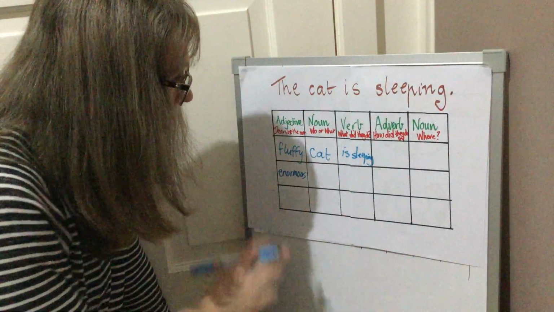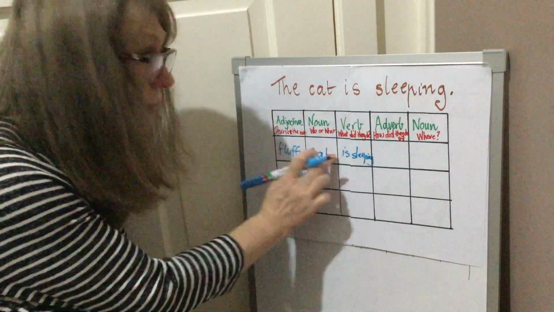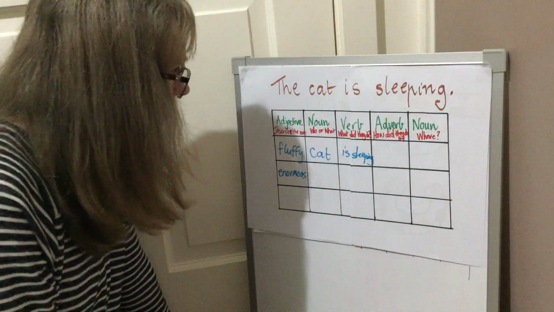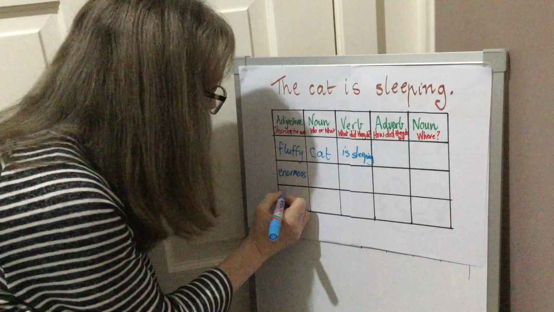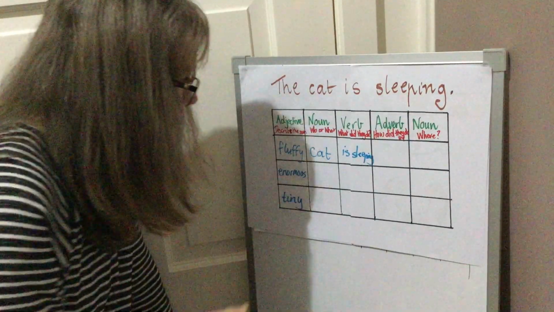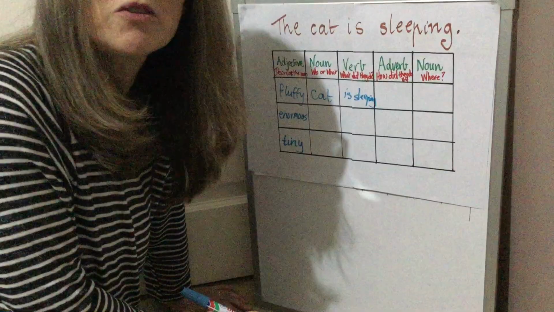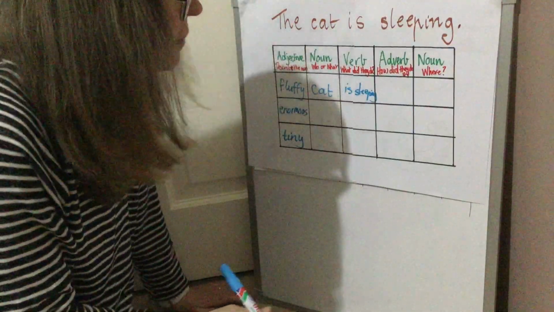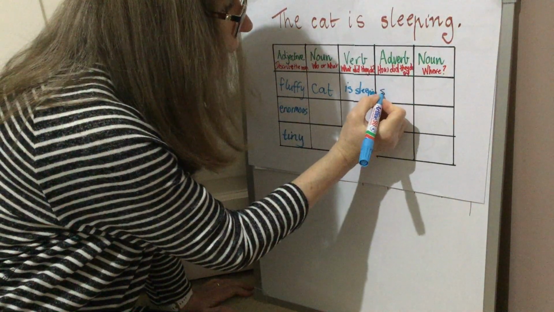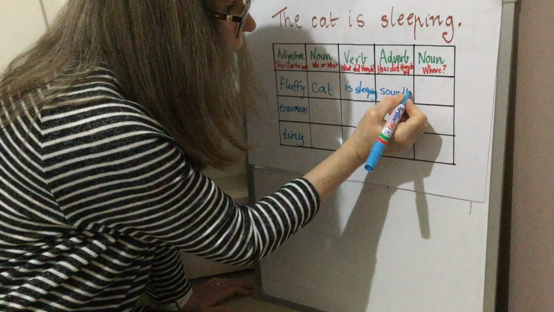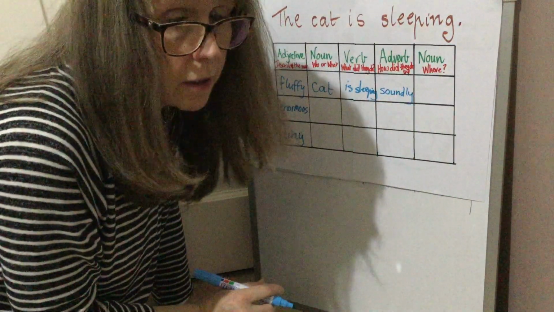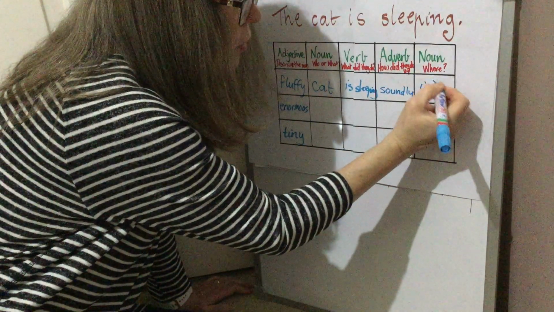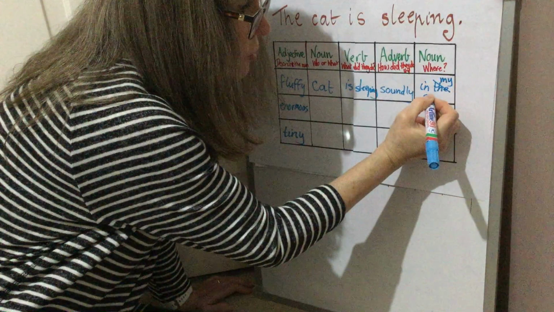Another word we could put here, and we could always write enormous fluffy cat too. We could add 2 of our adjectives together. Is the tiny cat. When I was young, we had a cat that was tiny. Now, is sleeping, but how is it sleeping? Well, it is sleeping soundly. And where is it sleeping? In the sock drawer. Or in fact, not the, my sock drawer.